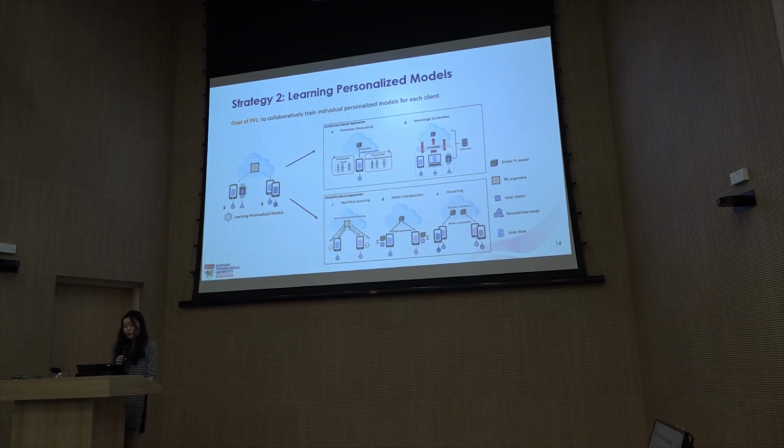For the second strategy, the goal is to collaboratively train individual personalized models for each client. So architecture-based approaches provide a personalized model architecture for each client, while similarity-based approaches leverage client relationships to improve the model performance by trying to build similar models for related clients.